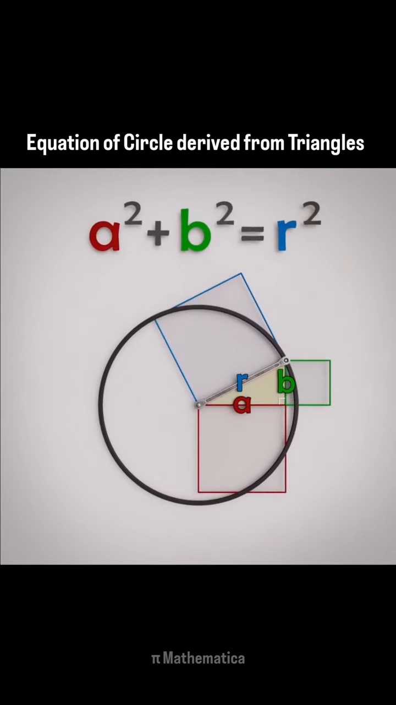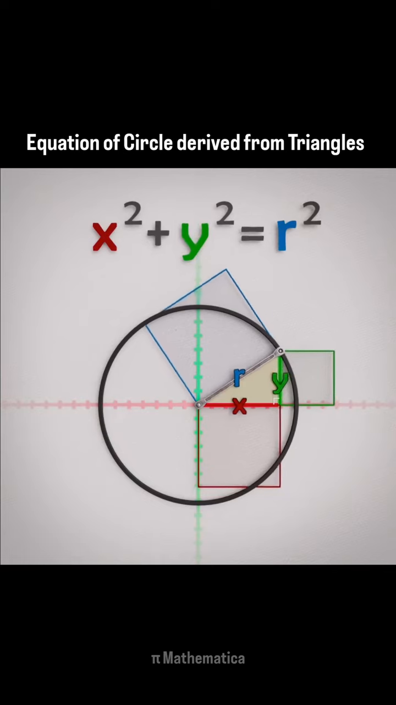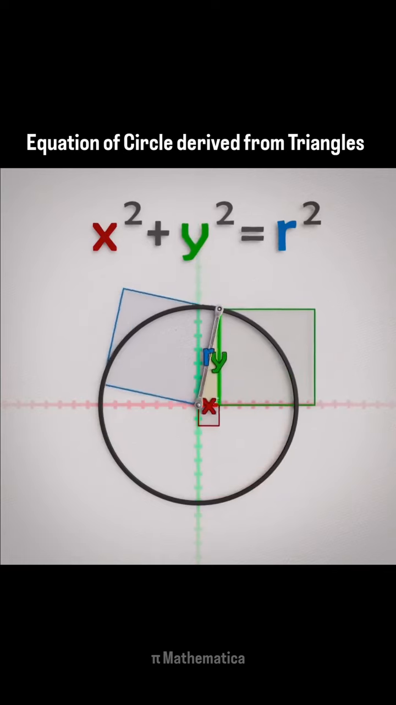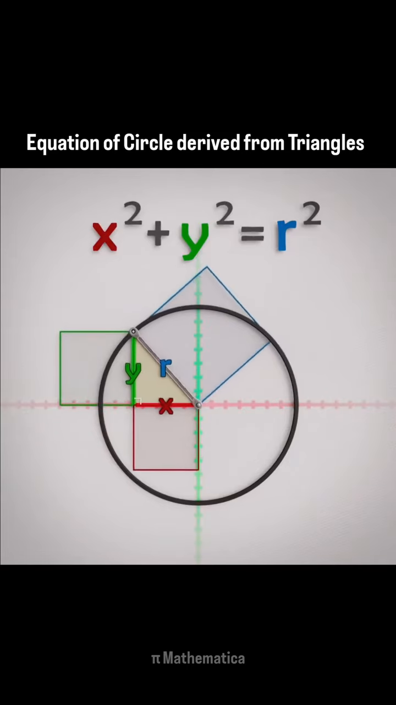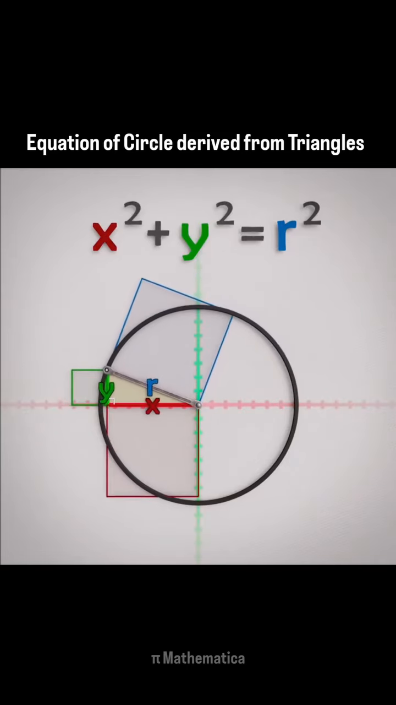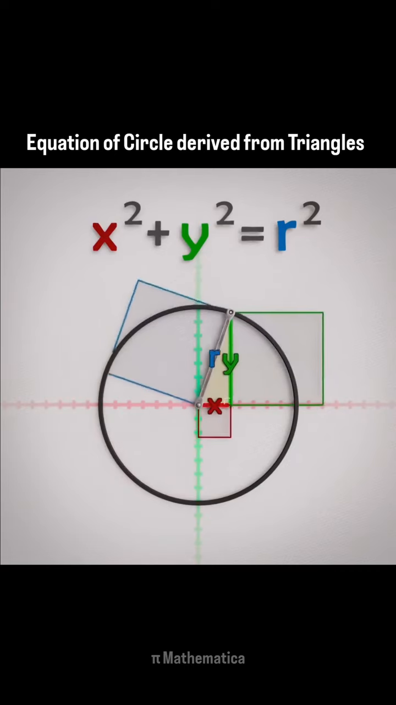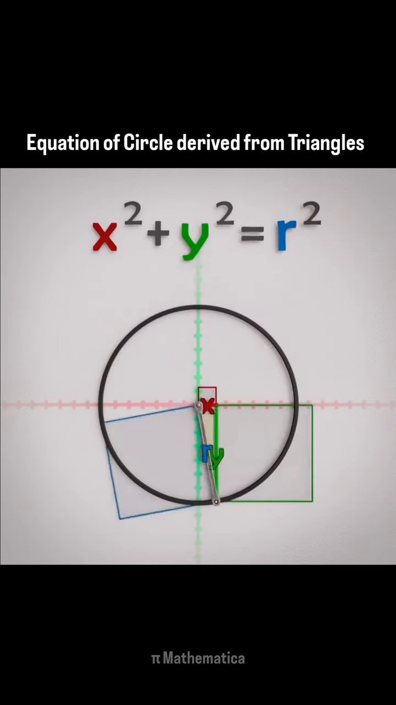And if we think about this in terms of a grid of Cartesian coordinates, the triangle legs define the position of the points on the circle left to right along the x-axis and up and down along the y-axis. For every point on a circle, the coordinates in x and y will relate to the radius of the circle with the Pythagorean theorem.